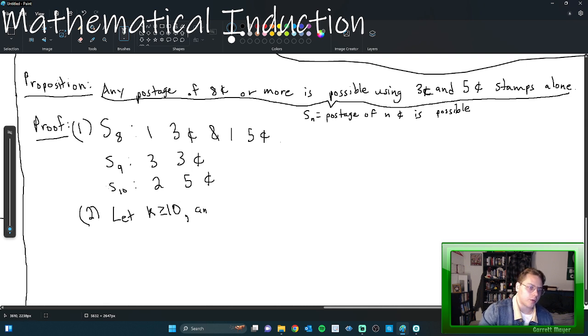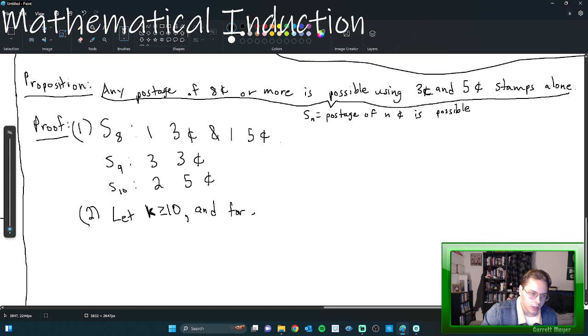Or we're saying that the rung we're currently on is something greater than or equal to 10, because that's what we're curious about. We're curious if we can get up to the next rung once we know that we're on a rung greater than or equal to 10, or we can get a stamp worth greater than or equal to 10 cents.